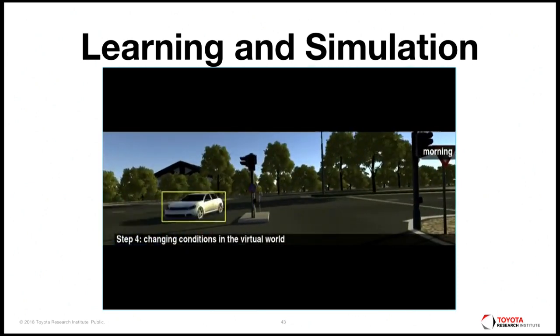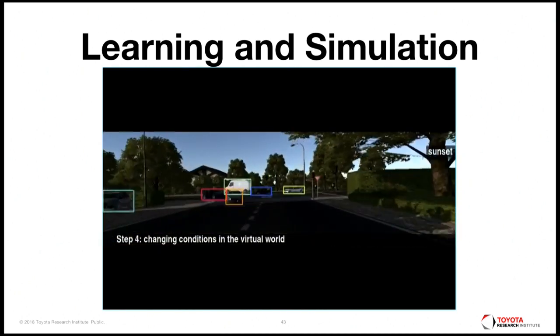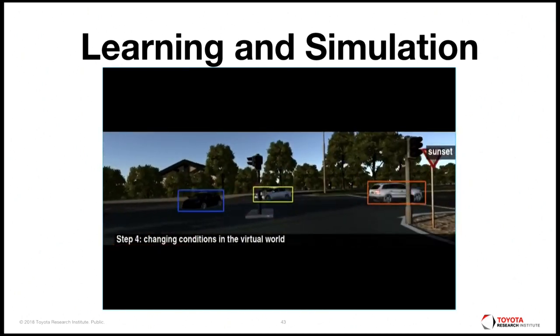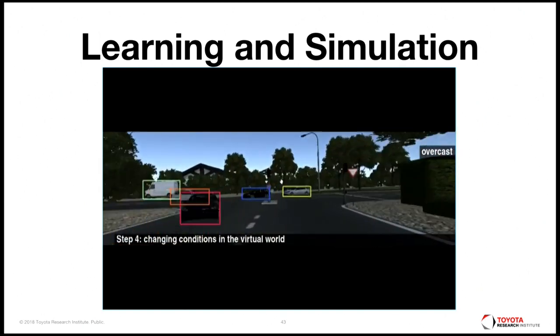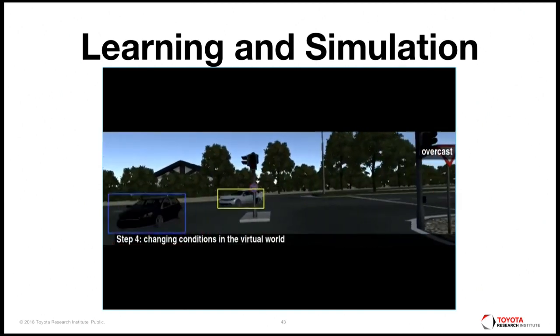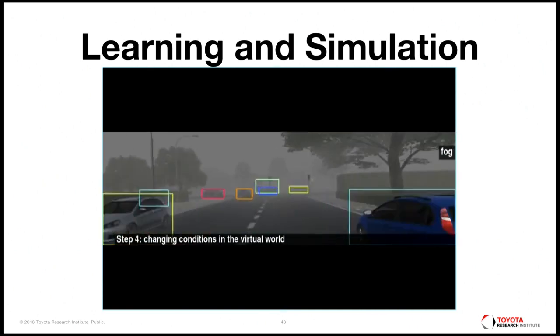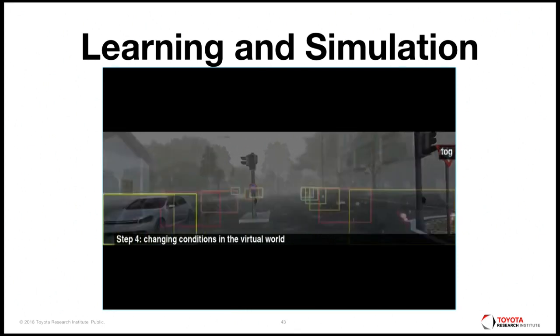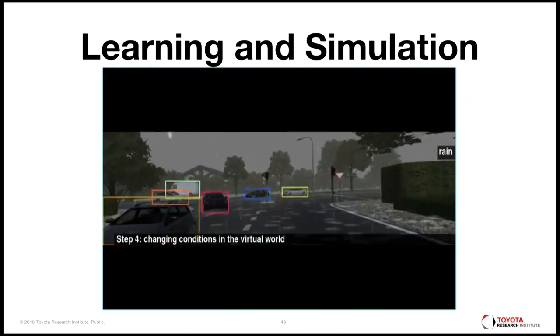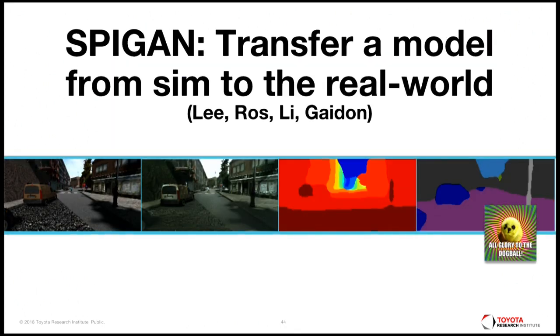What happens in the morning? What happens at sunset? Is the dynamic range of my camera handling this well or not? With overcast weather, there are no more shadows, and actually my system kind of needed shadows. What about fog? All these kinds of things. You can really do the same situation you've seen in the real world over and over again, changing one thing at a time.